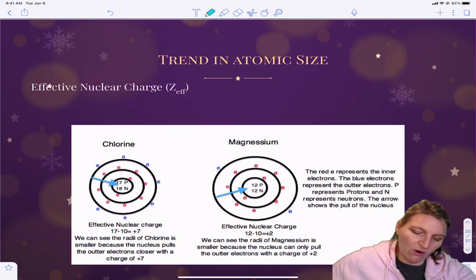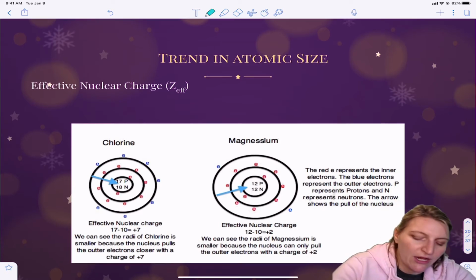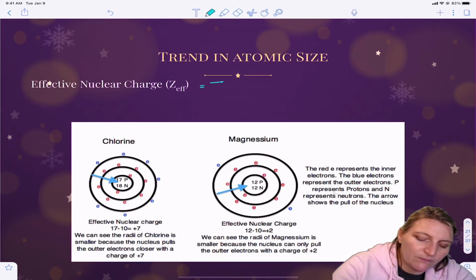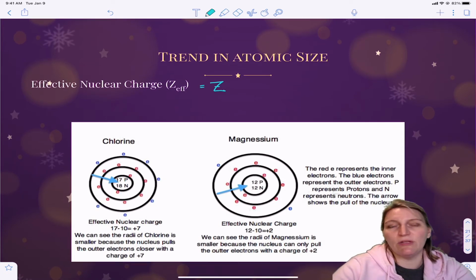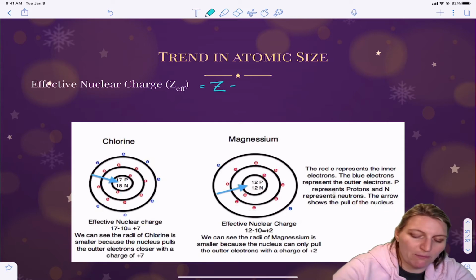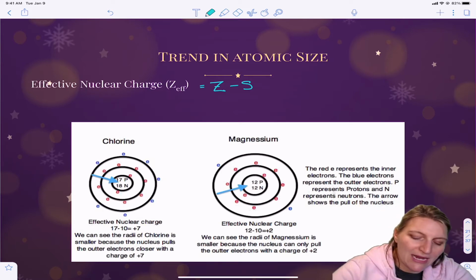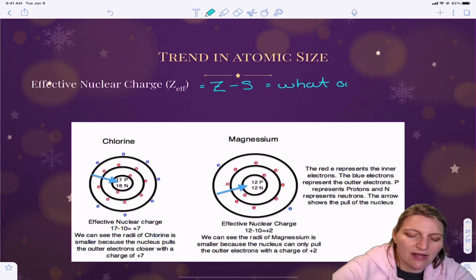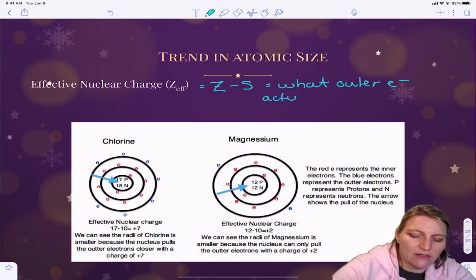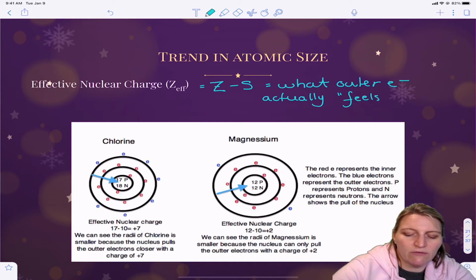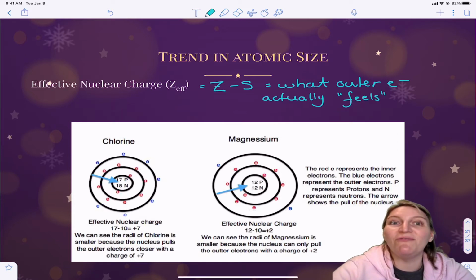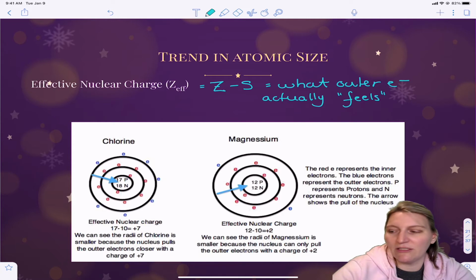There's a formula for effective nuclear charge. The formula for effective nuclear charge is the nuclear charge, the number of protons in the nucleus, minus those shielding electrons. And what is effective nuclear charge? It's what the outer electron actually, I'm going to put in quotes here, "feels," because of course an electron doesn't feel anything, but it's what it's attracted to.